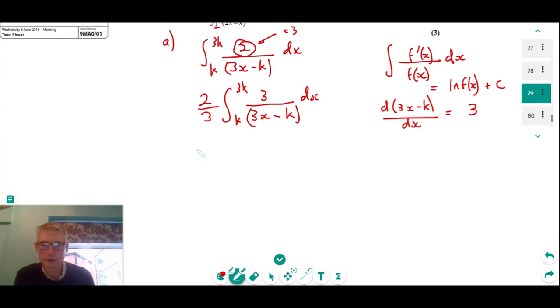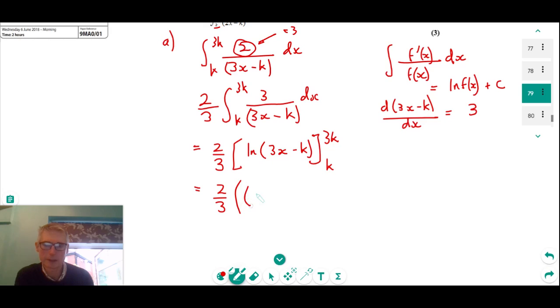And that's great now, because what that means is we can actually say it's 2/3 and the integral will be the natural log of 3x minus k. I just need to put these limits on now. So the limits are between k and 3k. So I'm going to rewrite that. I'm going to just keep 2/3 at the front.